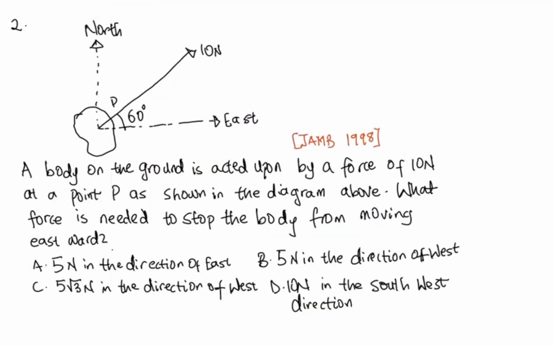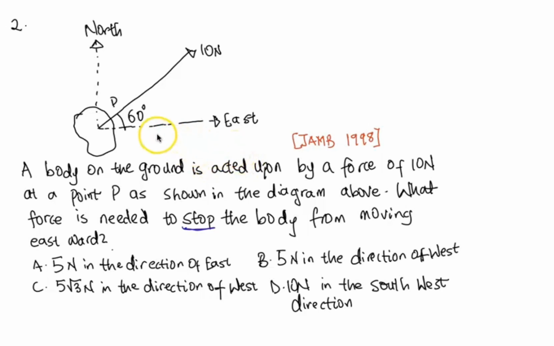So question 2, we have a diagram, which is a JAMB 1998 question. And the question reads, a body on the ground is acted upon by a force of 10 Newton at a point P as shown in the diagram above. What force is needed to stop? Now there's a key statement here, or a keyword rather, which is stop the body from moving towards the east. That's why they said eastward.